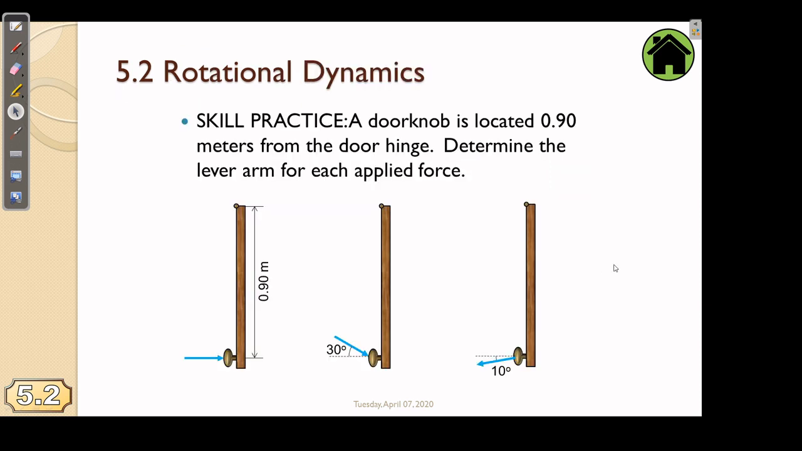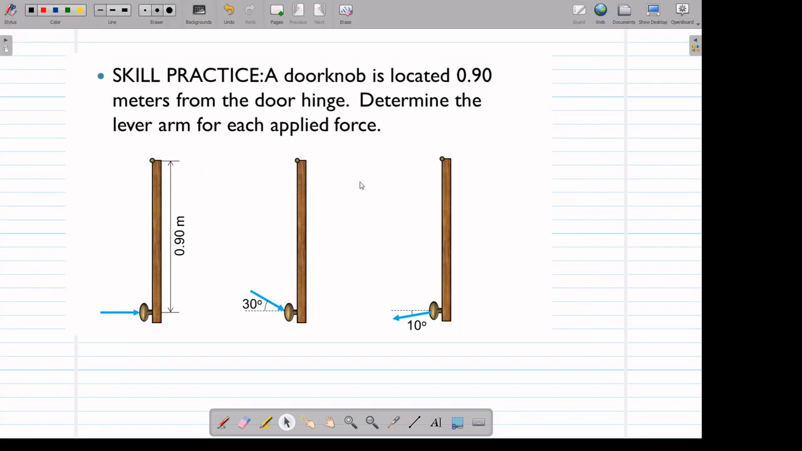So here we have a situation. We have a door where a force is being applied to the doorknob at 3 different directions, and we are asked to calculate the lever arm for each applied force. So I'm just going to go ahead and copy this, and we'll move it over to another page so we have a little more room to work.